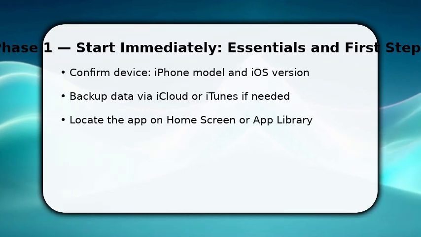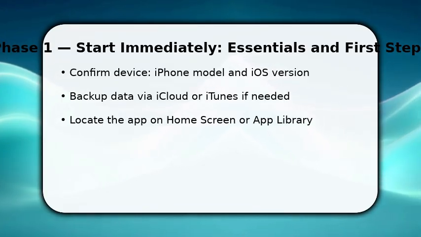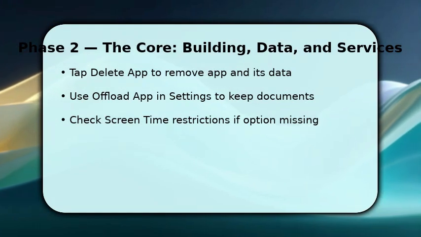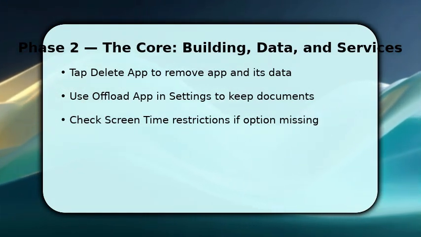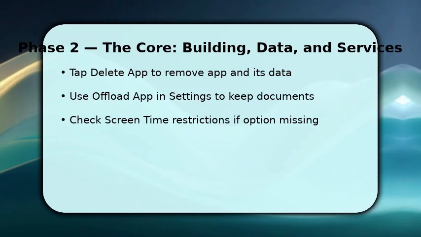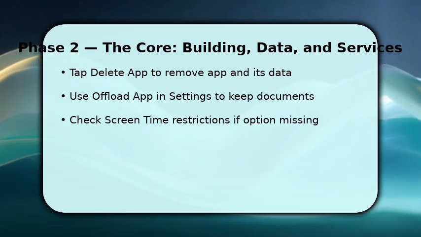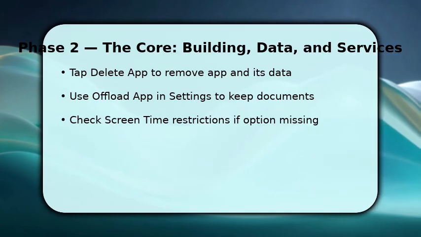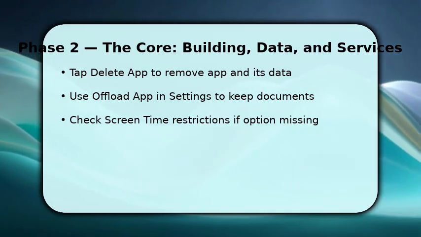Once done, you'll see prompts that guide deletion versus just removing from home screen. Once you tap Remove App, the menu asks whether to delete app or remove from home screen. Pick Delete App to remove data and free storage. If you prefer keeping documents, go to Settings General iPhone Storage and choose Offload App. This clears the binary while preserving app data.